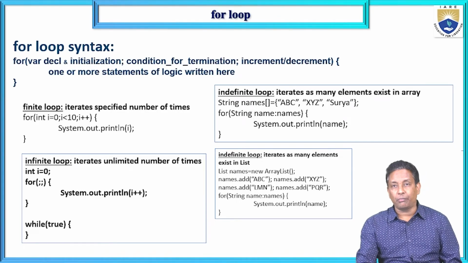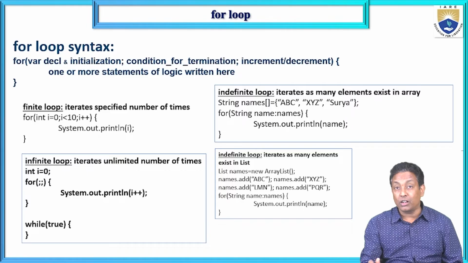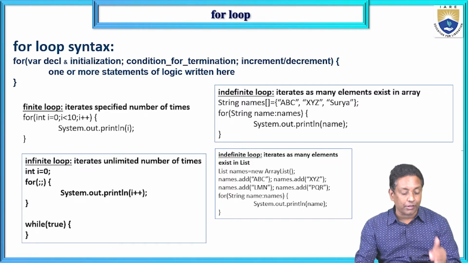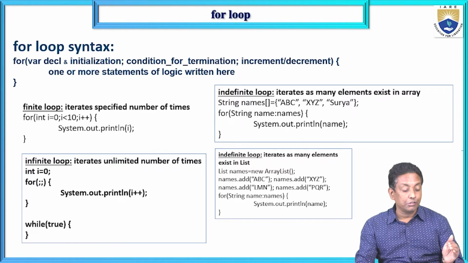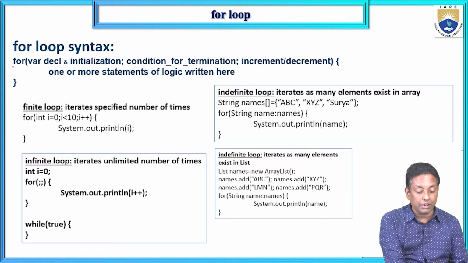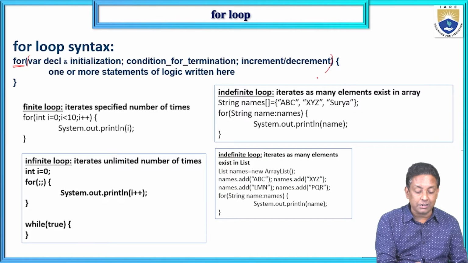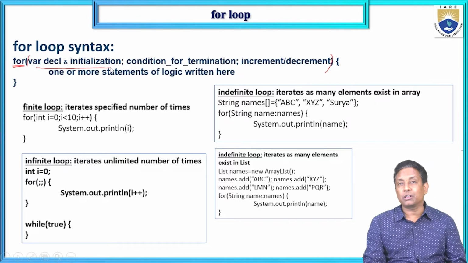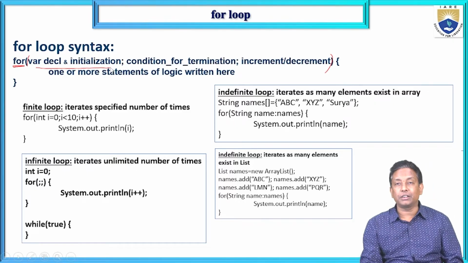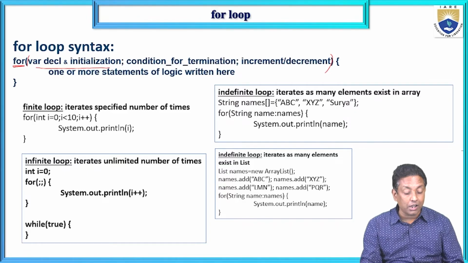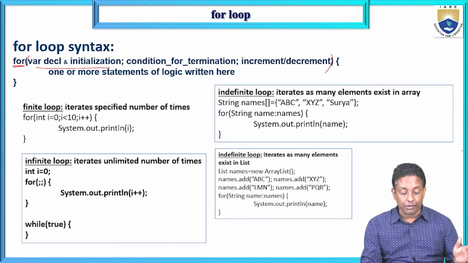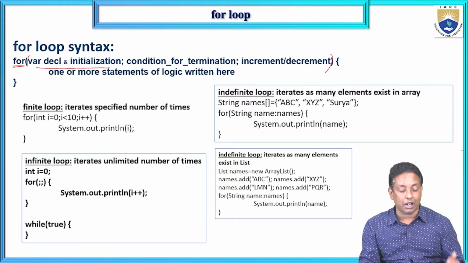Coming to the for loop, this is one of the oldest, since C onwards we have been using the for loop syntax like this. For the syntax, we use the for keyword. The bracket consists of three portions. The first portion is variable declaration and initialization. Variable declaration and initialization is the first portion in the for loop, from where the for loop iteration wants to start.